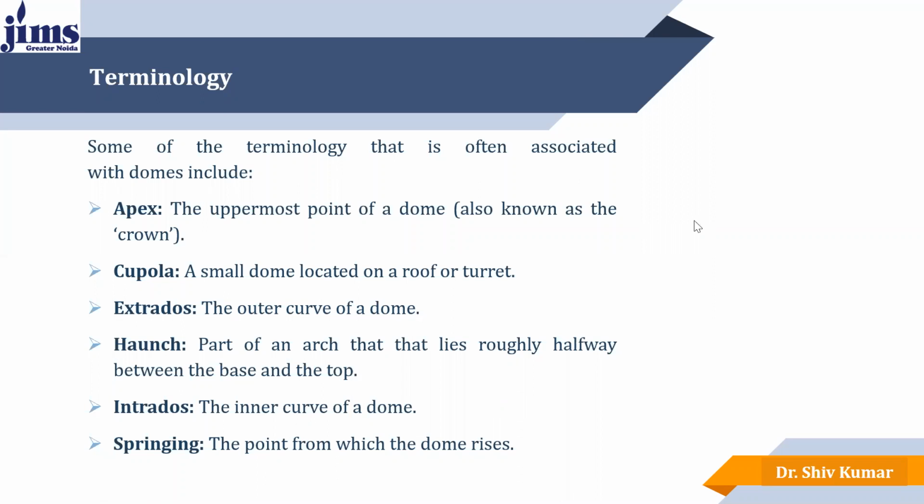Cupola: a small dome located on the roof or turret. Extrados: the outer curve of a dome, you can see. Haunch: a part of an arch that lies roughly halfway between the base and the top. Intrados: the inner curve of a dome. And the last, springing: the point from which the dome rises.